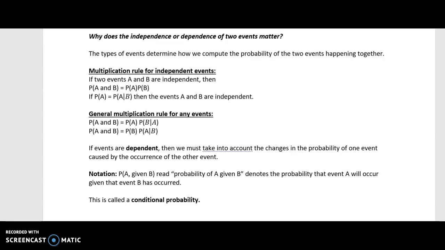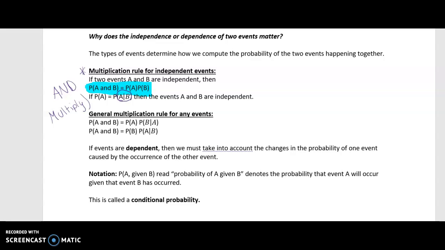So for independent events, we have the probability of A and B is equal to the probability of A times the probability of B. So when we see that "and" word in our probability statement, we're going to multiply. And for independent events, the probability of A is equal to the probability of A given B. Why? Because it doesn't matter if B happened or not. So the probability of A doesn't change based on B.